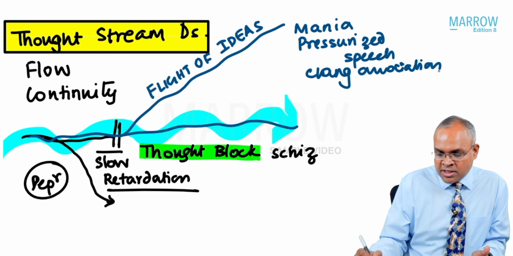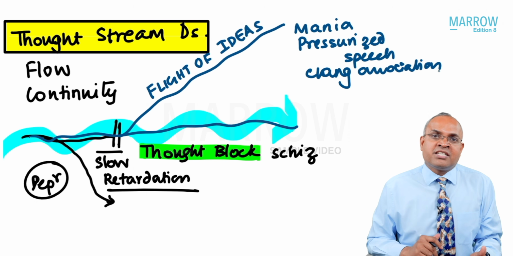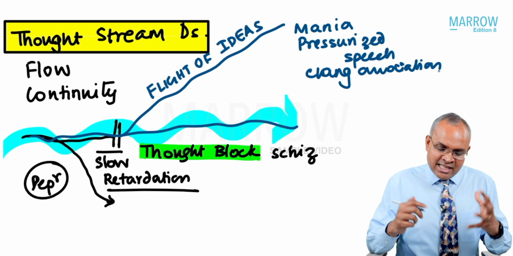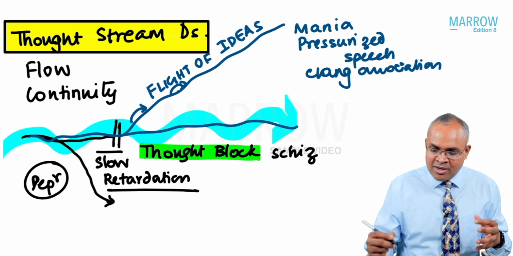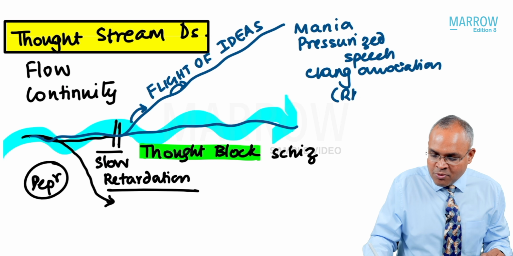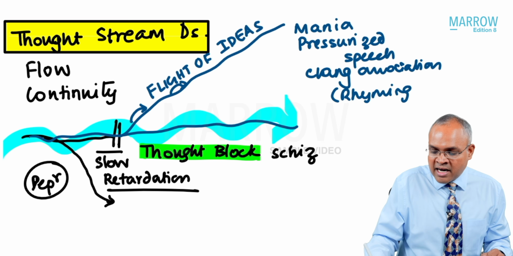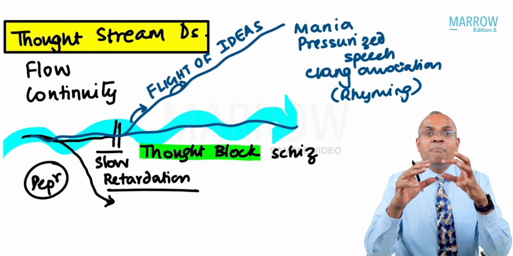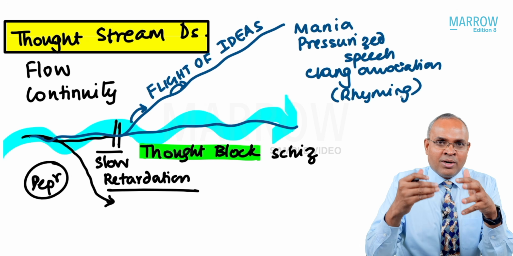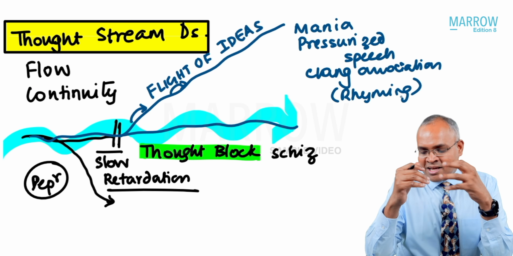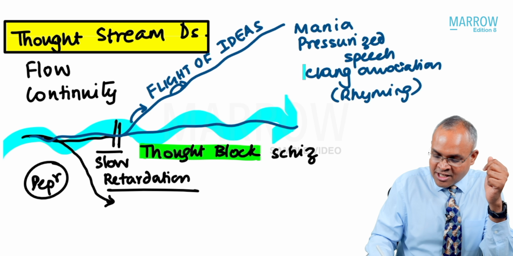What is clang association? Clang association means they jump from one rhyming word to another rhyming word. For example, I'm going to America, drinka, binka, zinka, minka. America, you understood. Drinka, binka, zinka, and minka are all examples of clang association.